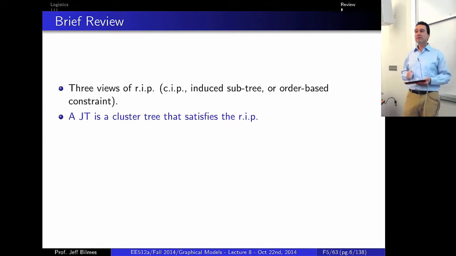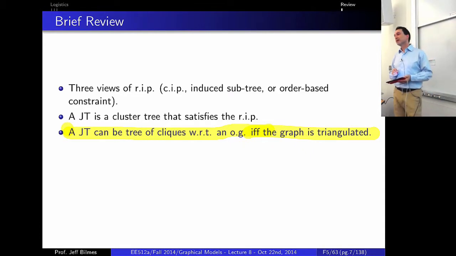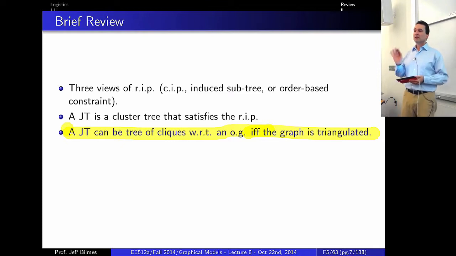A junction tree might or might not be one where the clusters are cliques or max cliques of the original graph. A junction tree could consist of all of the variables together in one giant cluster. We saw that a junction tree is a tree of cliques with respect to the original graph if and only if the original graph is triangulated. So if the original graph is not triangulated, it's not possible to construct a junction tree of cliques or max cliques. Question? Last time you said a junction tree also had the edge cover to it?